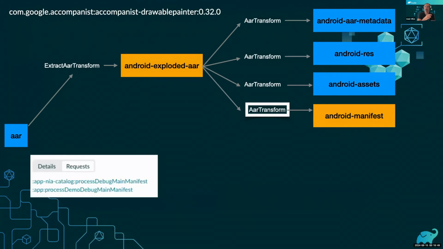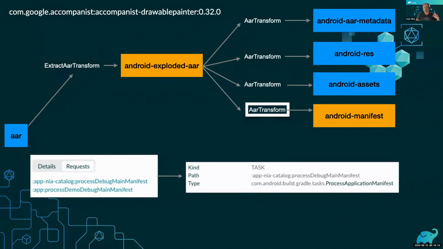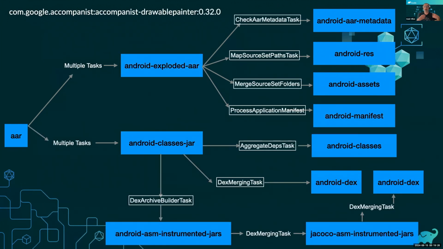In the build scan, if we go to Performance, Transform execution, we have a list of the different transforms executed, and we have a small window with the details of the transform. Additionally, there is a tab with the requests that represents which task requests the artifact transform. So given this information, we have the processDemoDebugManifest task. We can extract the type, and in this case, it's ProcessApplicationManifest. So if we repeat the process for all the transforms displayed on the diagram, we have a better understanding of when and where those transforms were requested.